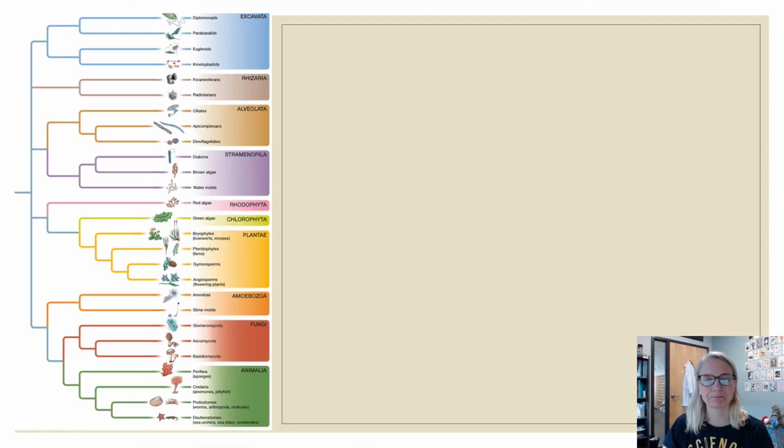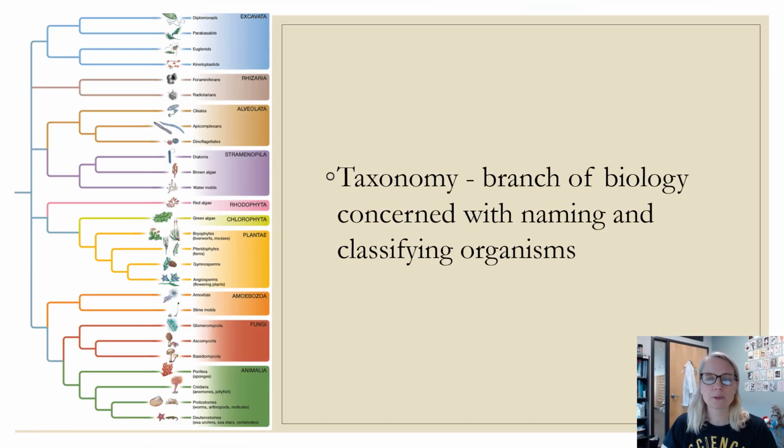So let's get started. The first thing we're going to talk about is the science of classifying and naming things, which is called taxonomy. You can see the definition here on the screen: branch of biology concerned with naming and classifying organisms. On the left-hand side, you can see an example of how some of these might be classified. We can see some examples of animals, fungi, plants, mosses, little protists, and things that you may not even know exist.